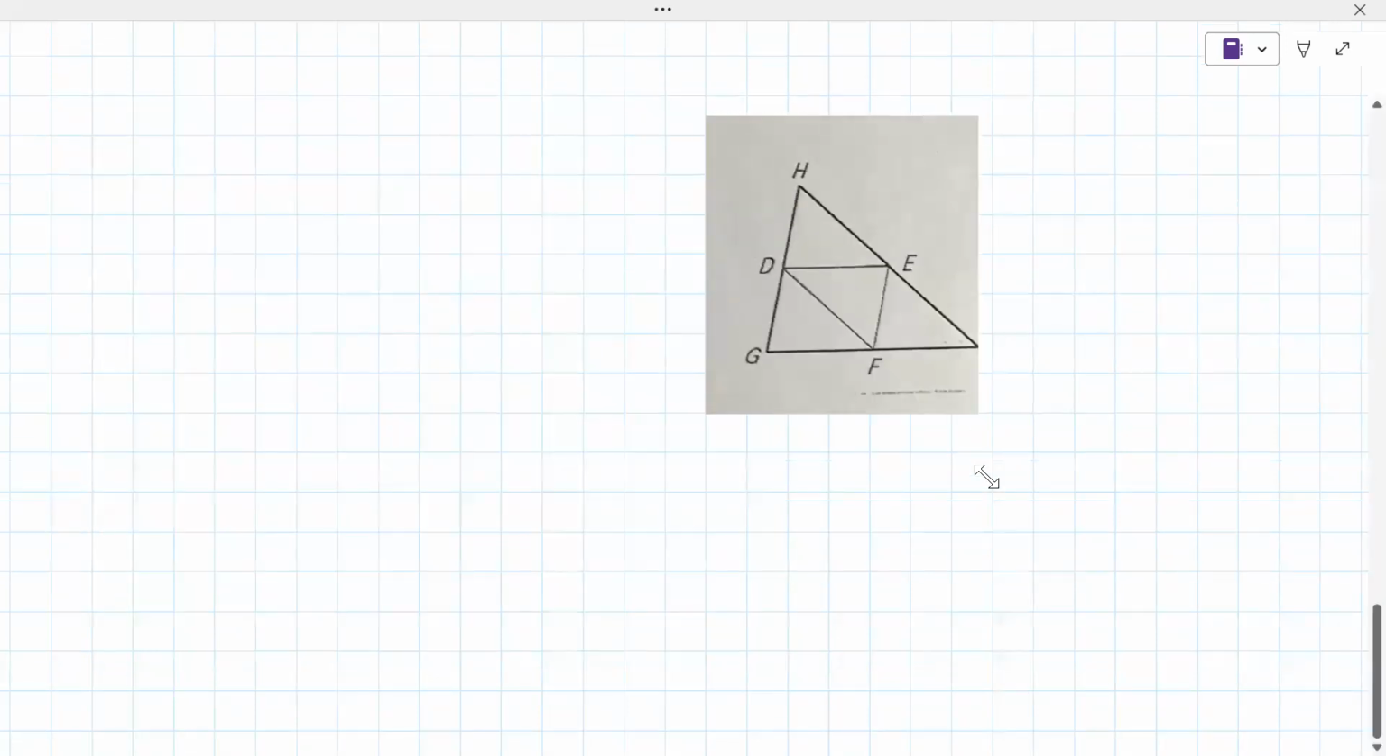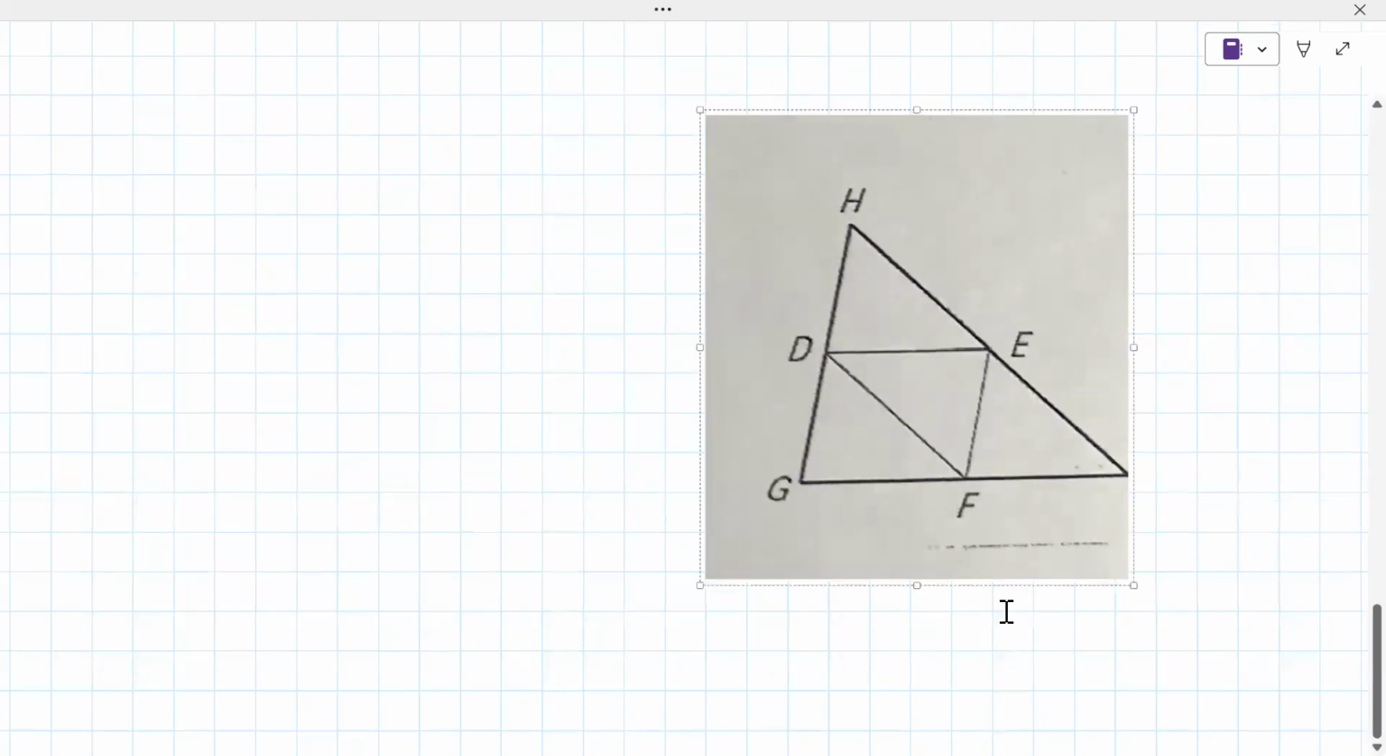I'm going to grab the figure first. That's kind of the most important thing. It says that D, E, and F are midpoints. So what that means is that HD is congruent to DG, EF is congruent to F, whatever the other letter is, and then HE is congruent to E, whatever the other letter is. All right, so the reason that's important is that's what allows us to solve these equations.